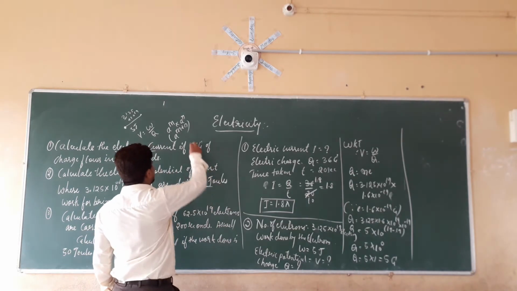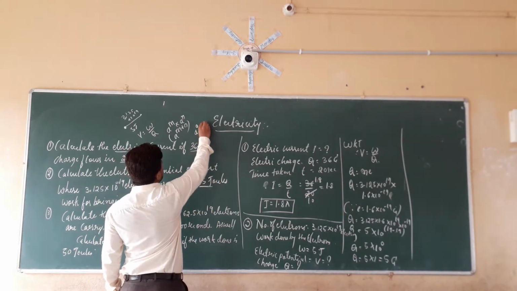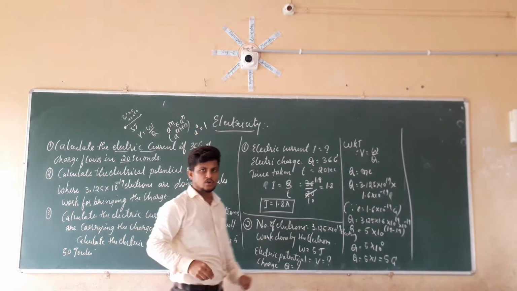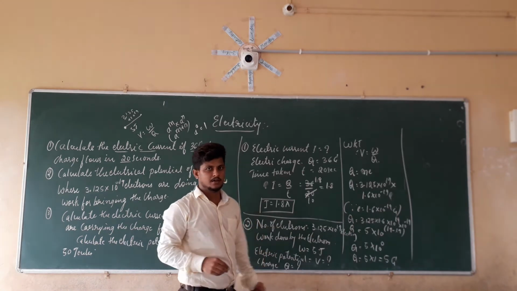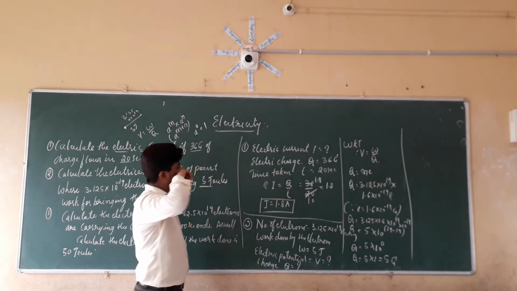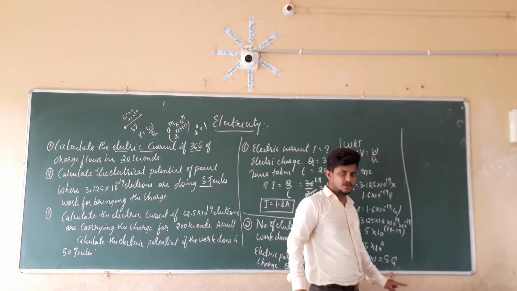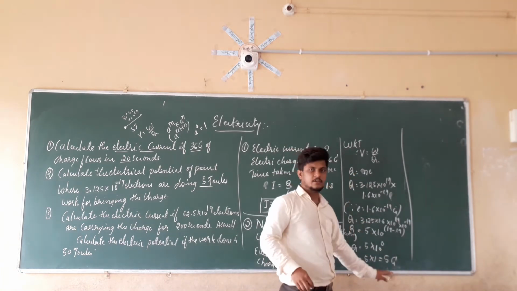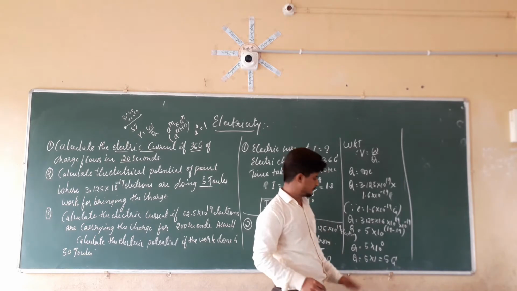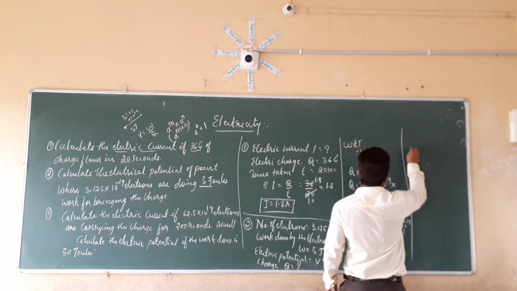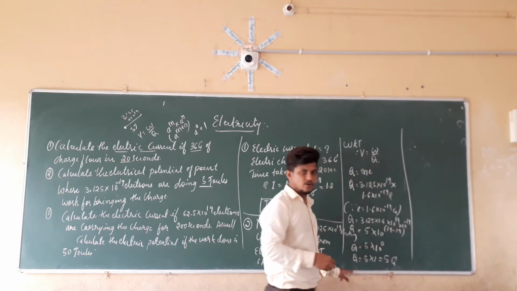We know another identity: A raised to 0 is always equal to 1. Because of that, 10 raised to 0 is equal to 1. Therefore 5 into 1 is equal to 5 coulombs. So now we have found the value of the charge.